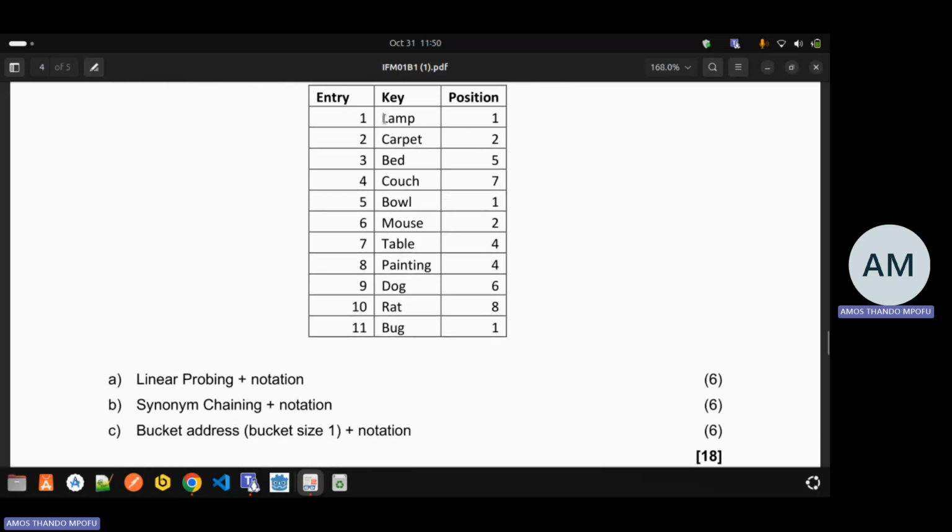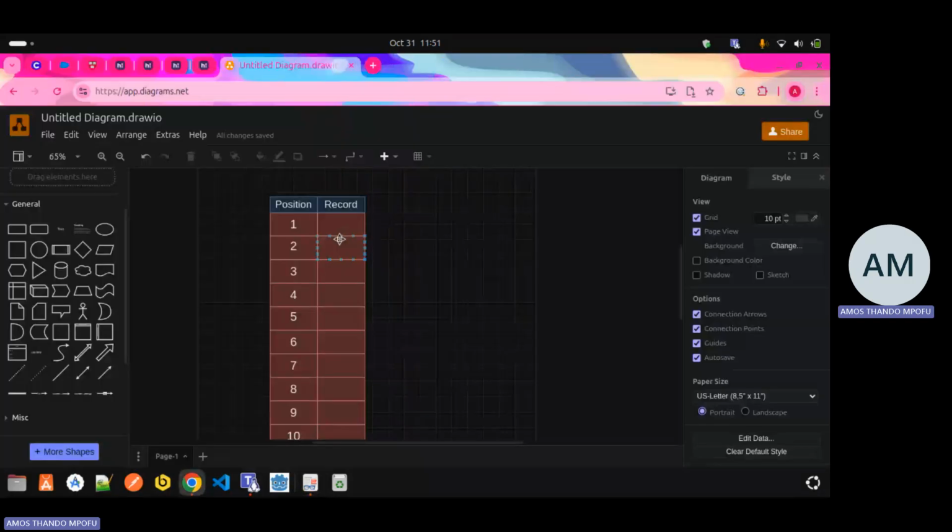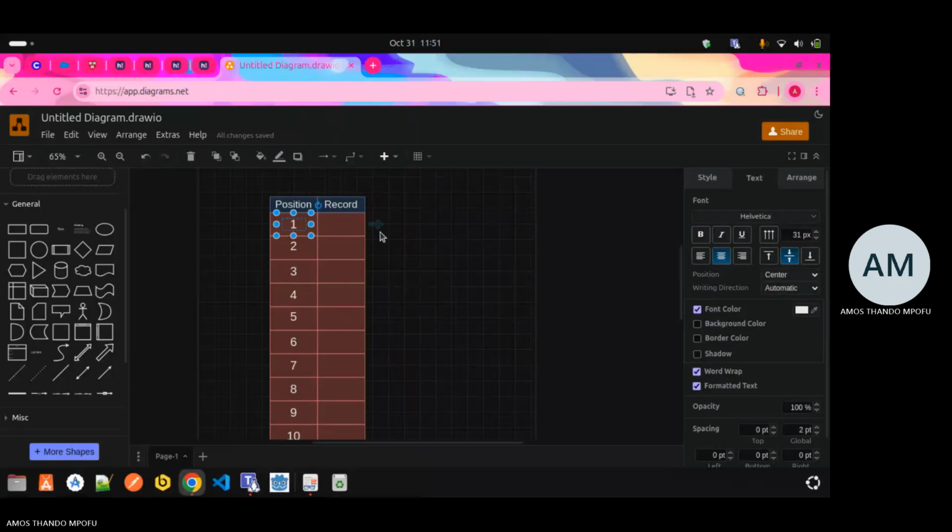So let's see. Starting with lamp, it's at position 1, right? Remember, starting with linear probing. What I would do is I'll save each image with a specific name. I'll call it linear probing, synonym chains, chaining, and then save one at a time, right? So we have lamp, which is at position 1. So the record is lamp and it's at position 1.